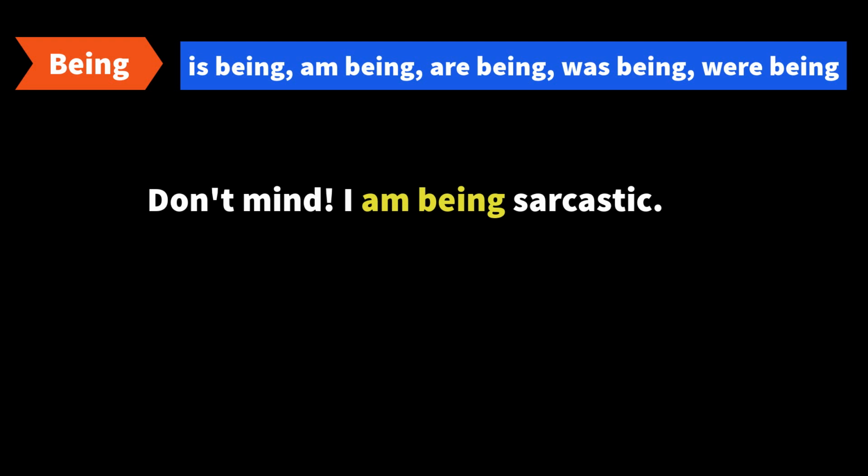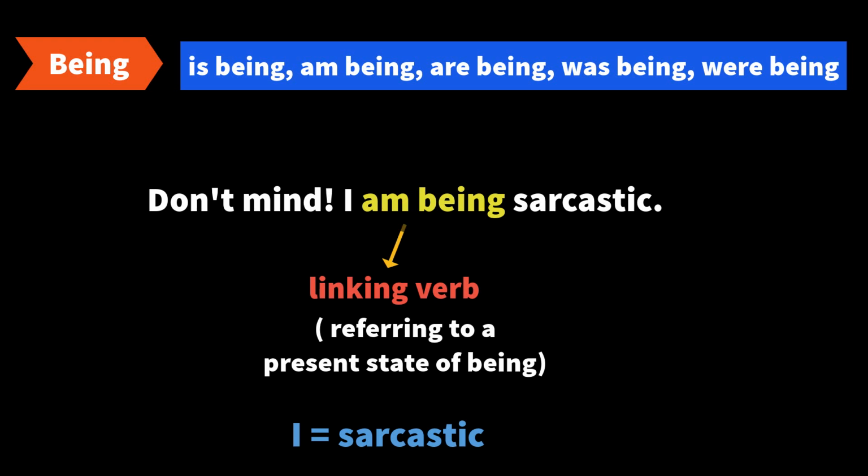Don't mind, I'm just being sarcastic. You say this a lot of times, right? Don't mind, I am being sarcastic. So "am being" is the linking verb that's linking the subject "I" to the complement "sarcastic," which is an adjective. So it's modifying the subject "I." How am I? Sarcastic. I equals sarcastic.